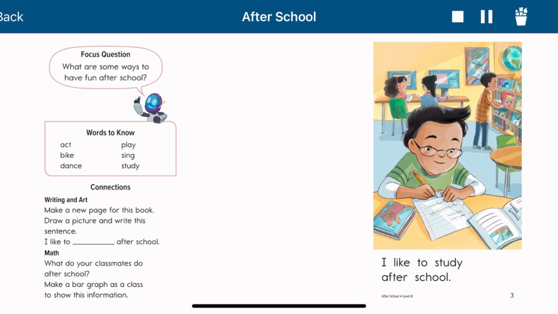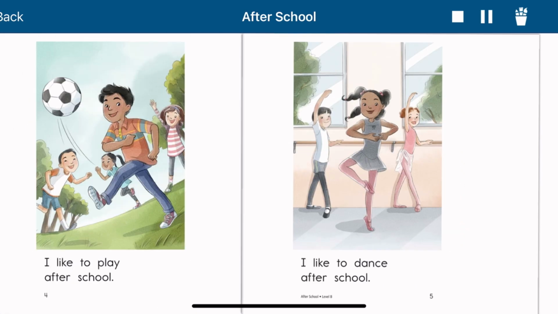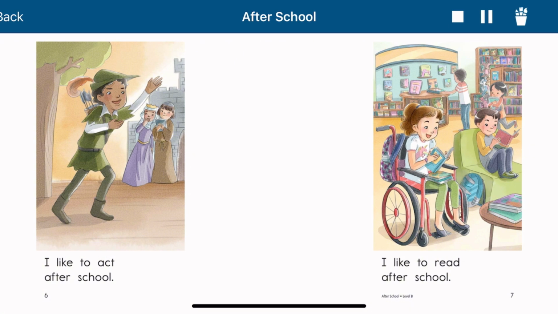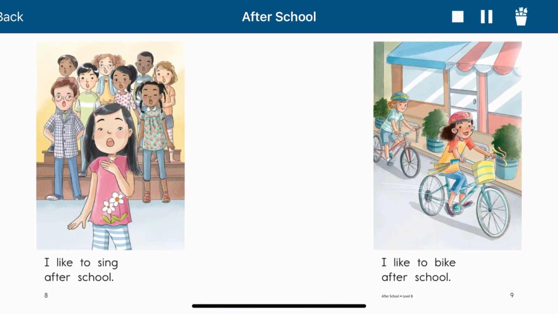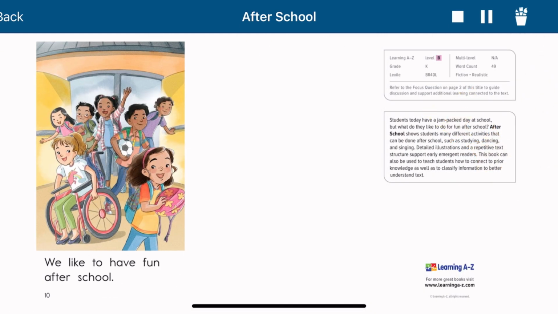I like to study at the school. I like to play at the school. I like to dance at the school. I like to act at the school. I like to read at the school. I like to sing at the school. I like to bike at the school. We like to have fun at the school.